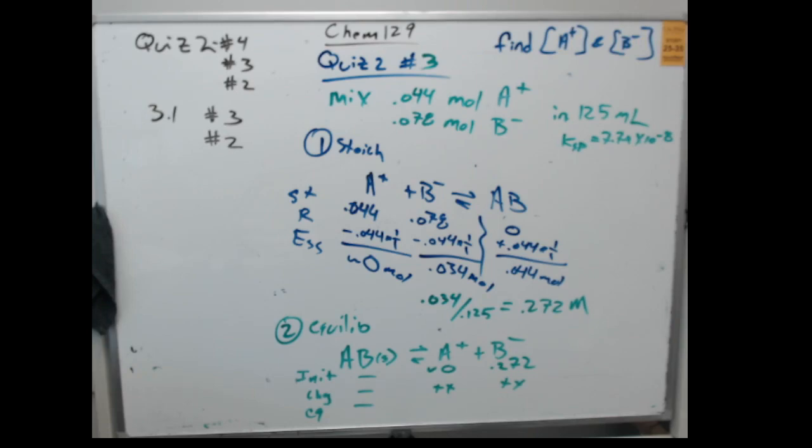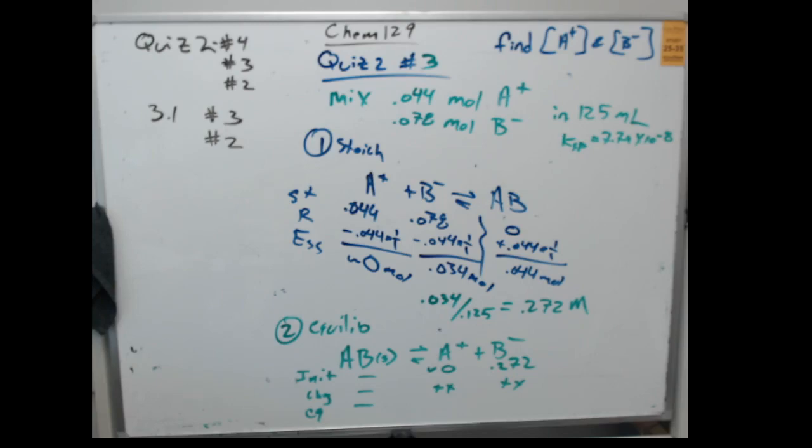Q versus KSP? How do we know which direction this is going to go? Are we going to stay solid, or are we going to break apart to ions? How do we know? This is a 128 thing that we kind of skip over a lot this quarter. We do Q versus KSP, reaction quotient versus equilibrium constant.